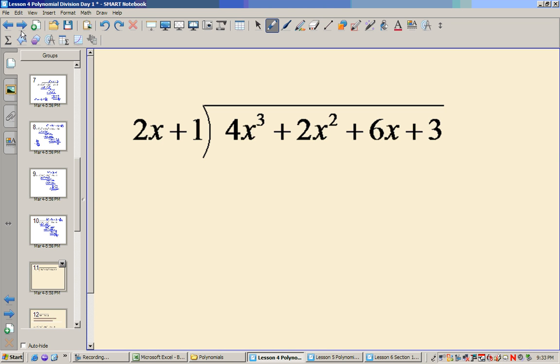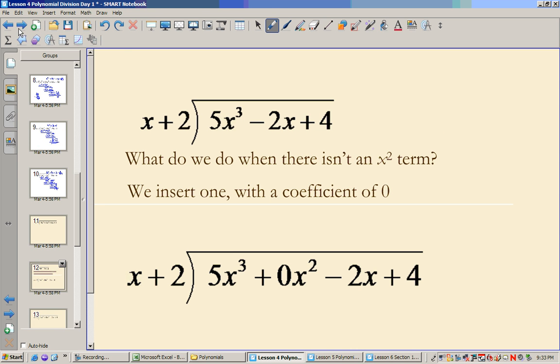Alright. Now this one is similar to the previous one, so you can try it on your own, but now we're going to move on to slightly more complicated problems. X plus 2 divided into 5x cubed minus 2x plus 4. Now, this presents a problem because we don't have the coefficient x squared. Now, if we do this problem without the x squared, it makes it a little confusing to go through. And I'll do one like that. But it's always easier to just plug in 0x squared.